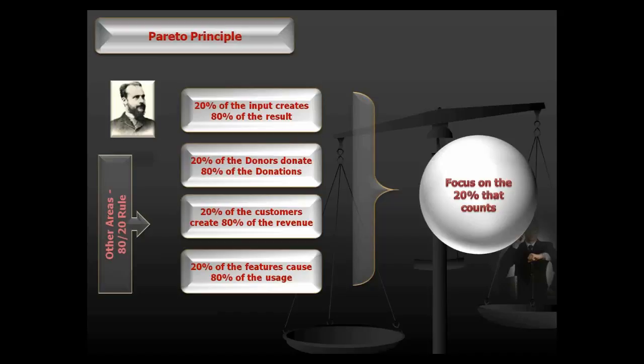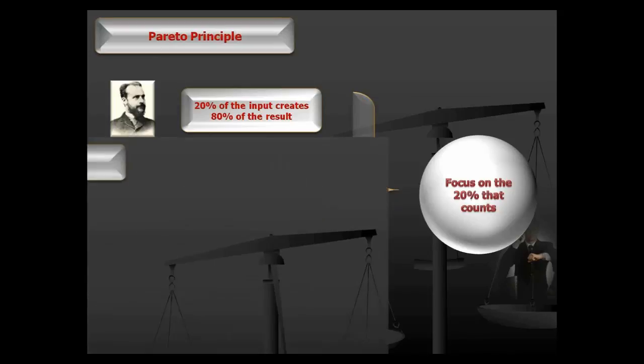For example, if 20% of our donors donate 80% of the donations, we want to spend more time focusing on those 20% of the donors. Same thing with our customers. If 20% of our customers create 80% of the revenue, we want to allocate more time. We want to give that 20% of the customers higher priority because that's where the bread is buttered. Okay? That's the Pareto principle.